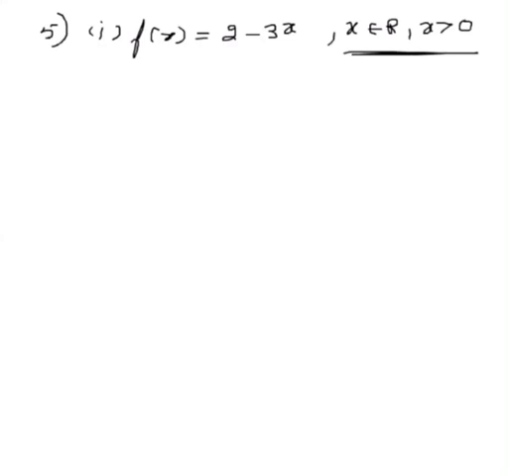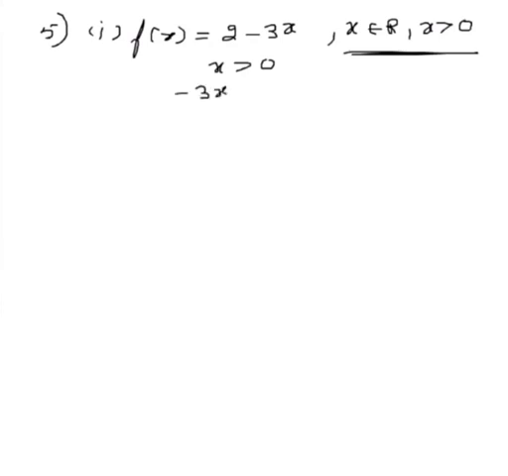Question 5. Find the range of each of the following functions. Here domains are given. You have to find only the range. F of x is 2 minus 3x. X belongs to R and x is greater than 0. So all real values which are more than 0. This is the domain given. We have to find the range. It is given that x is greater than 0.